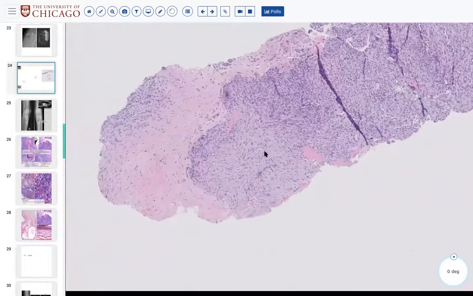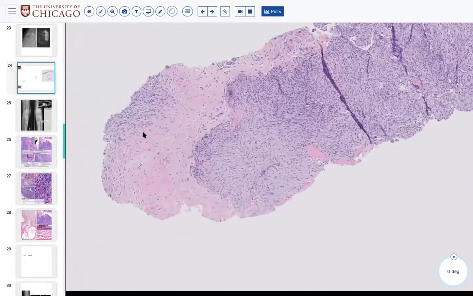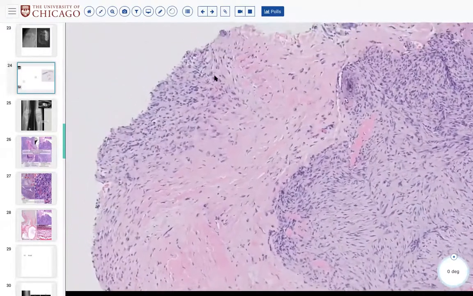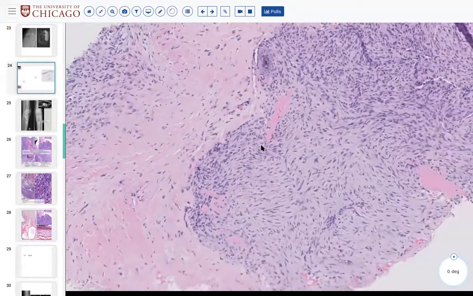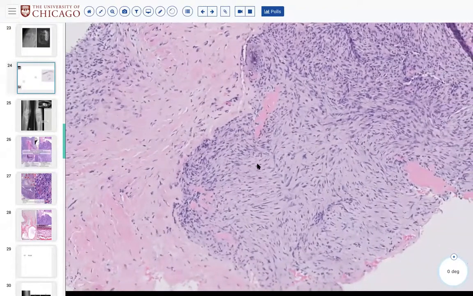Mm-hmm. Yeah. So first, we're in a little bit of an odd location for an NOF. What might be a more classic location for an NOF?